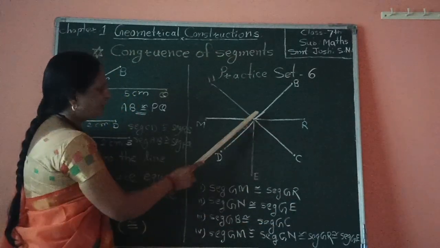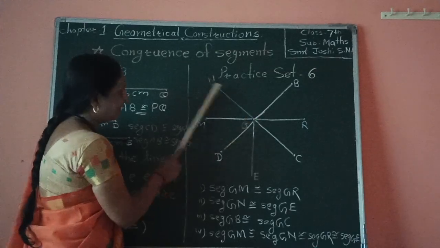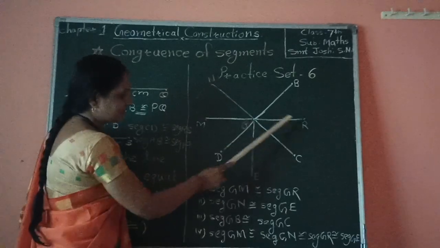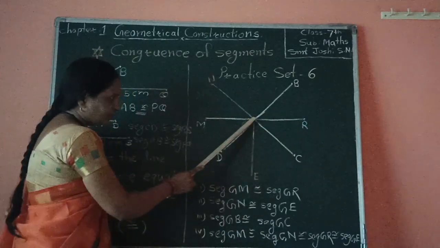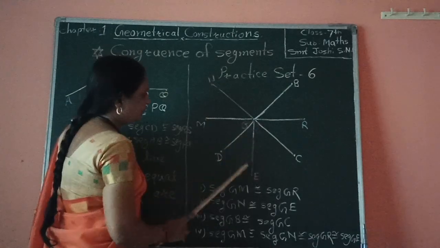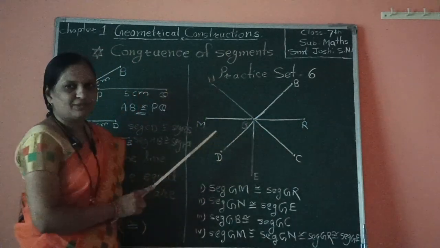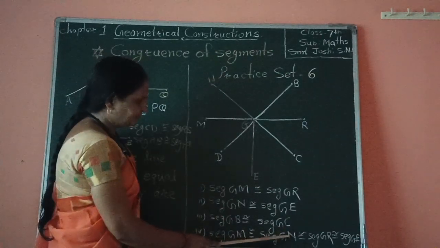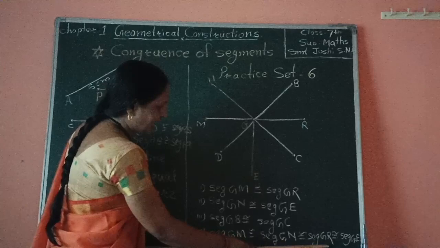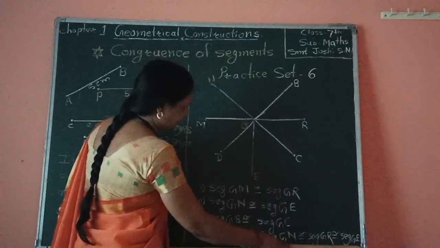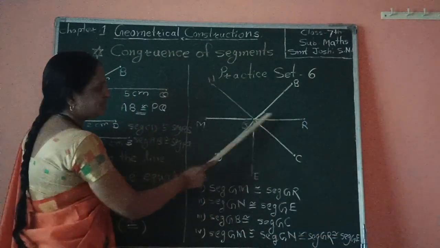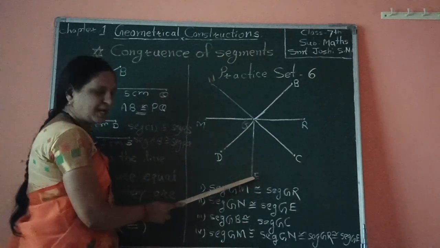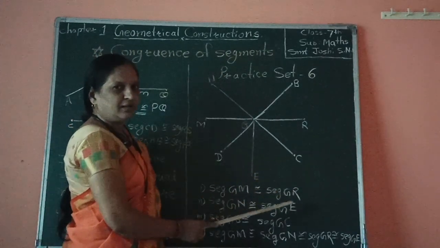And last, when we put the divider on GN, GE, GM and GR, we know that all four line segments are of equal length. Means seg GM congruent seg GN, congruent seg GR and congruent seg GE. GM, GR, GN and GE, these four line segments are equal in length.